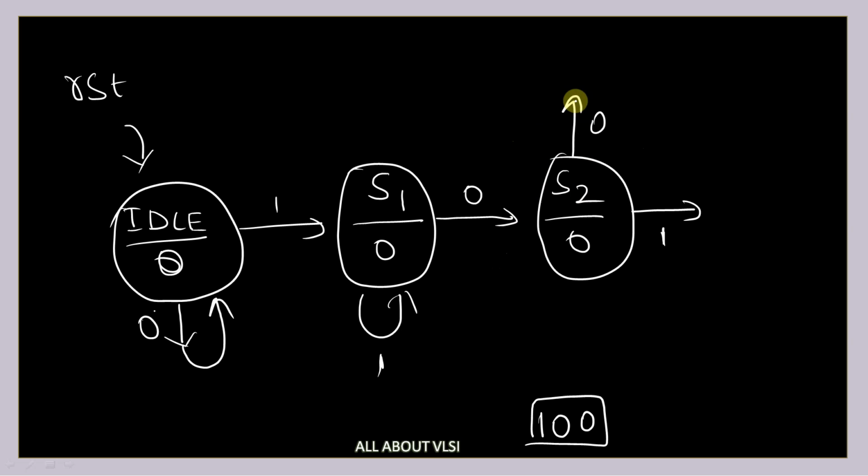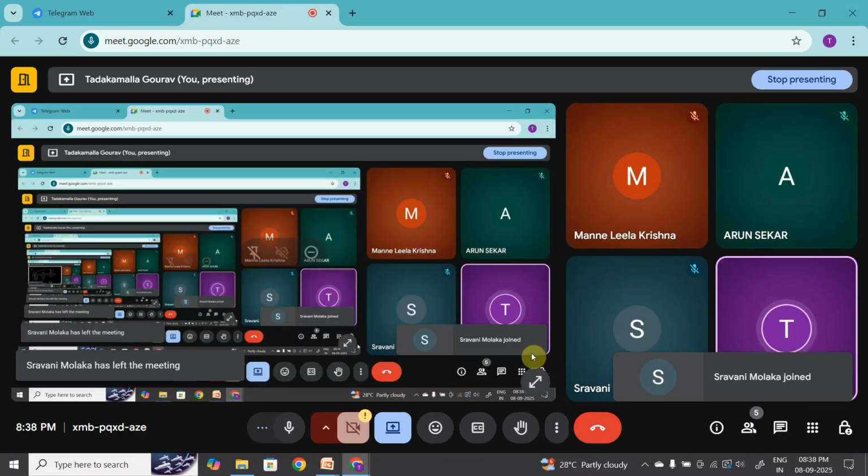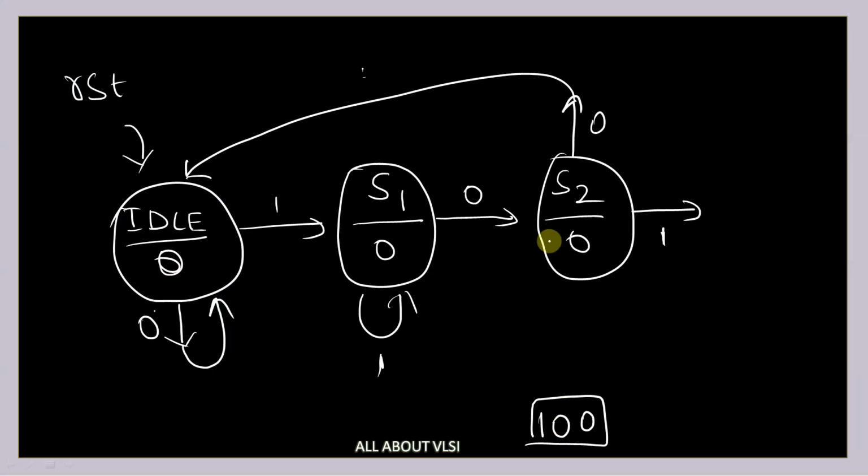So simply we will go to the idle state if your input is 0, because your sequence has not been formed. But if you get 1, you go to the S3 state, making your output 1.